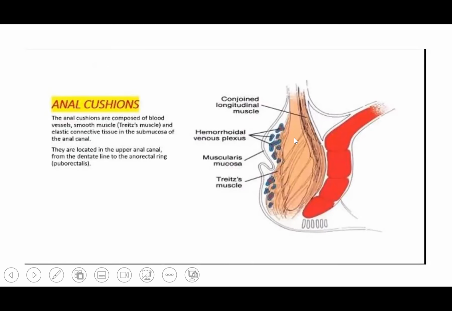So this is a diagram showing the anal cushions. They're composed of blood vessels, smooth muscles, and elastic tissue in the submucosa. So when there's a downward sliding of these anal cushions, that's what we see as the internal hemorrhoids. And like I said, they are located in the upper part of the canal from the dentate line towards the anorectal ring.